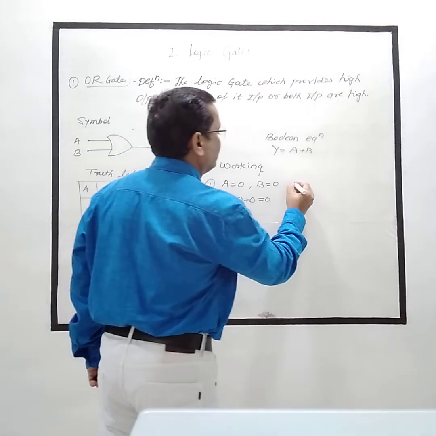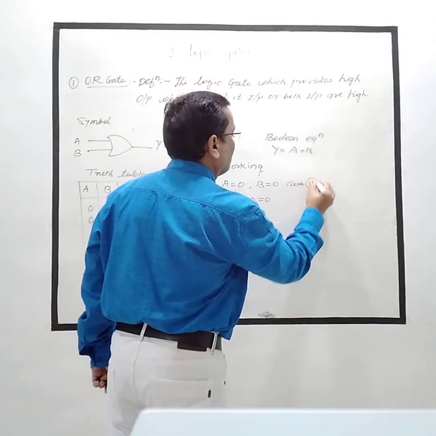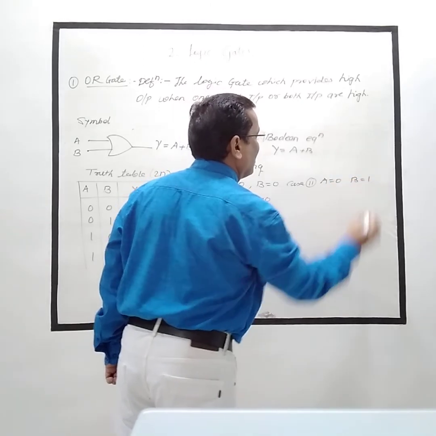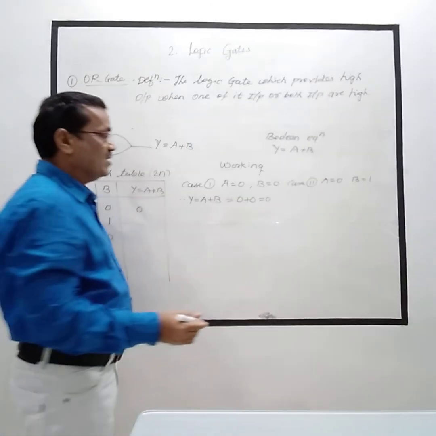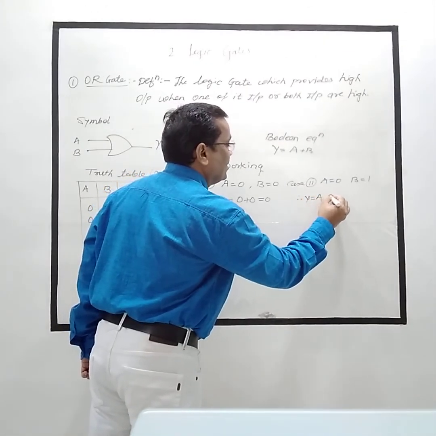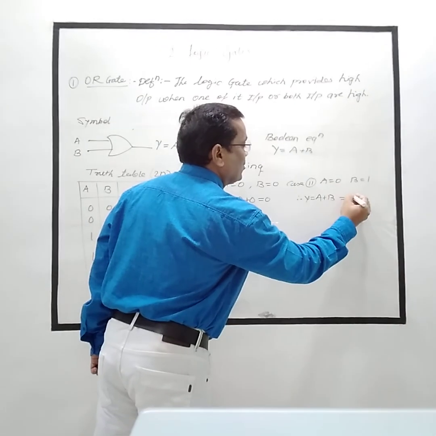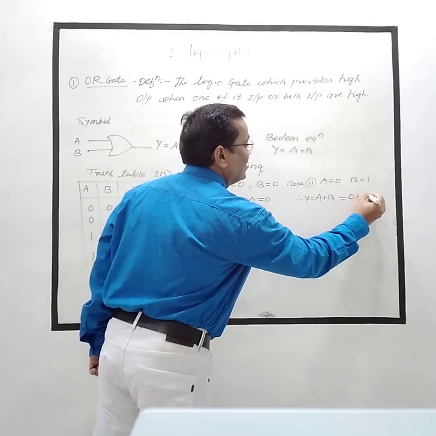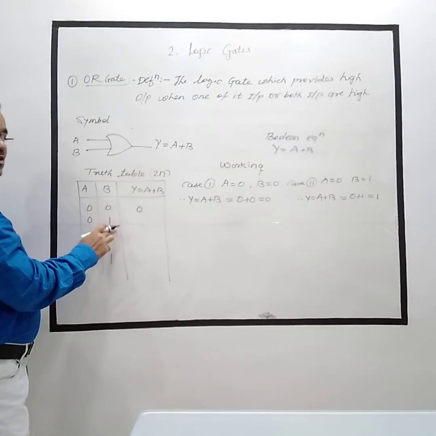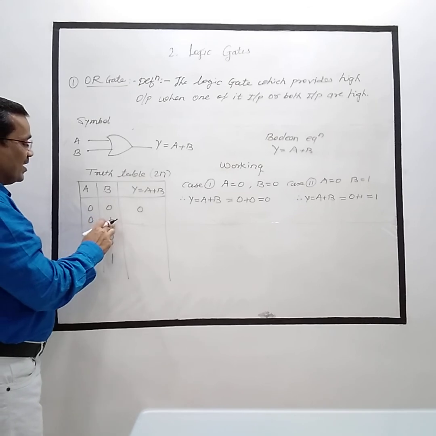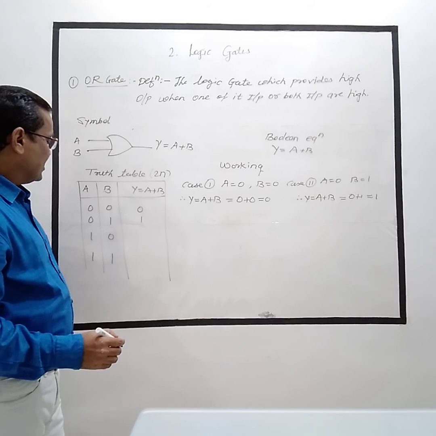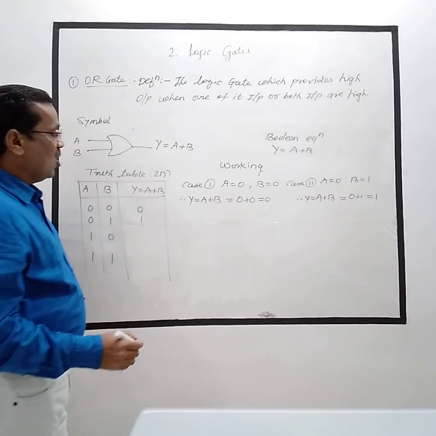Case 2. A is equal to 0, B is equal to 1. What will be the output for this OR gate? By the Boolean equation, Y is equal to A plus B, with A equal to 0 and B equal to 1, that means 0 plus 1 is 1. That's why we write here in the truth table 0 plus 1 is equal to 1. So this is the second possible output of the OR gate.